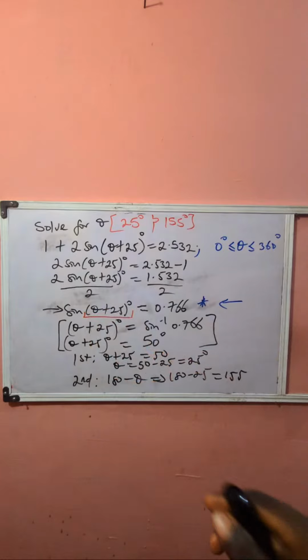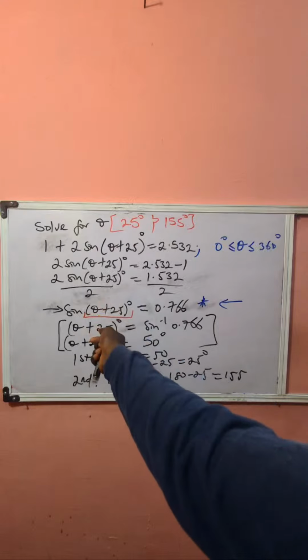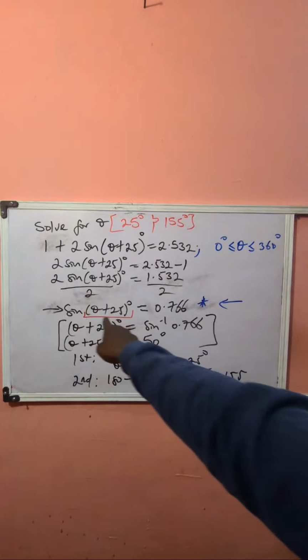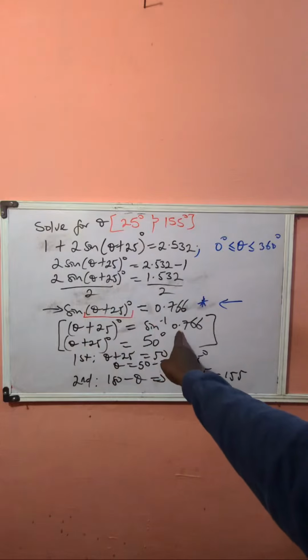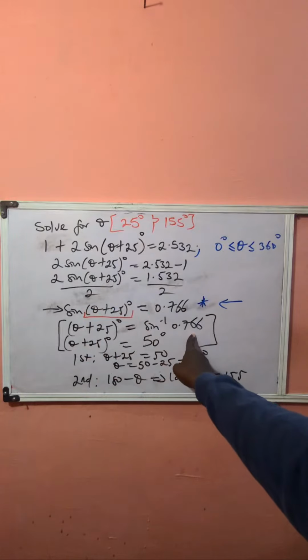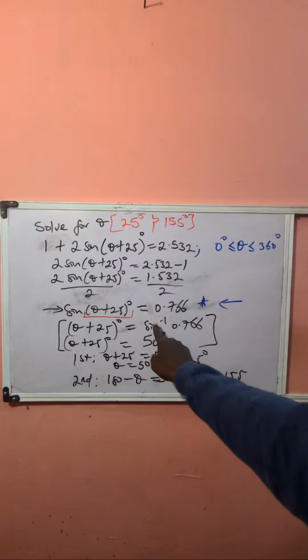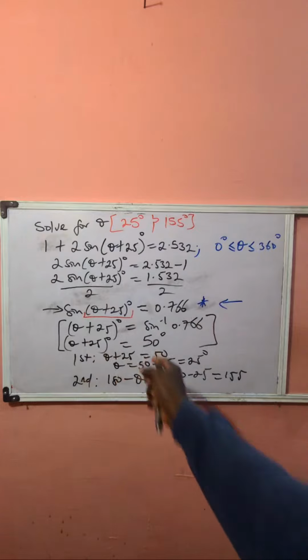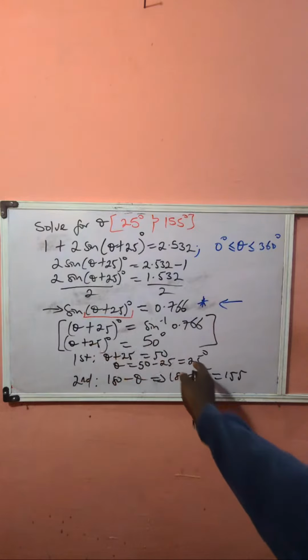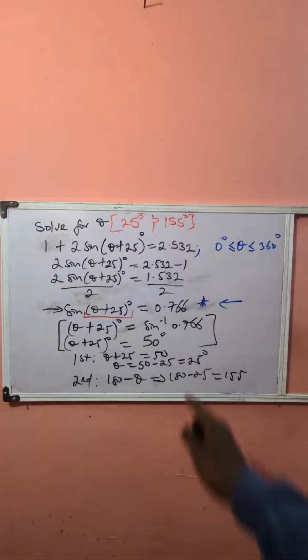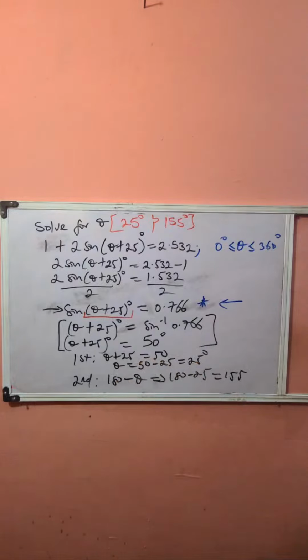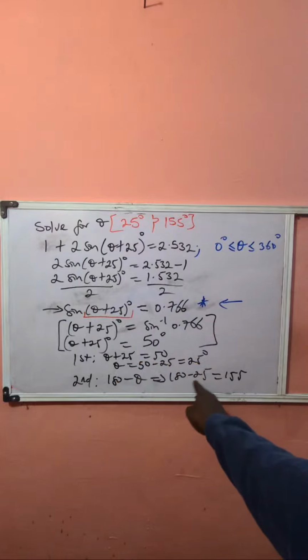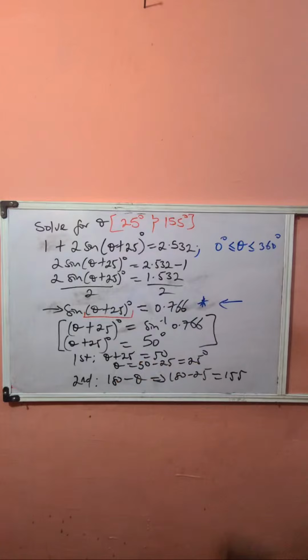So what you must do is to use the whole thing and then find the arc sine. Don't try to dissolve this until you have found the arc sine. After finding the arc sine and you have been able to eliminate the sign, then you can go on to resolve for theta, which you later got to be 25. And then from there, you can go on to resolve for 180 minus theta, which is now 180 minus 25, which is 155. Does this make sense? I believe it does.